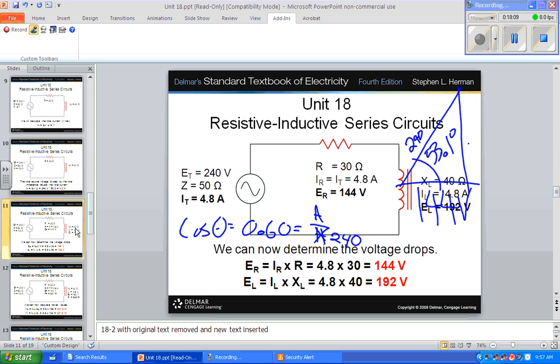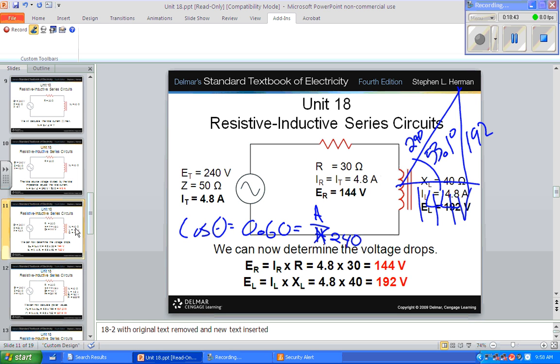And the same thing with the side opposite. We would use the sine, multiply the sine of the angle times the hypotenuse, and we find, what a surprise, 192 volts. So I want you to notice something. Add up 192 and 144, you get way more than 240 volts, don't you? How is that physically possible? How is it possible to have more volts across the resistor and the inductor than you were supplied? Any ideas? No ideas at all.